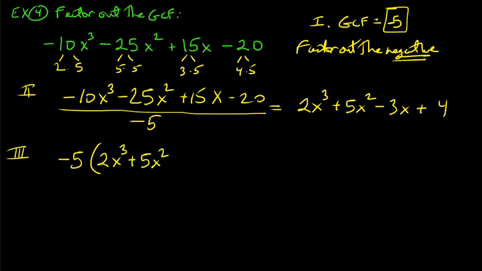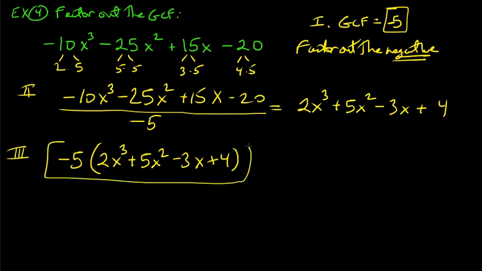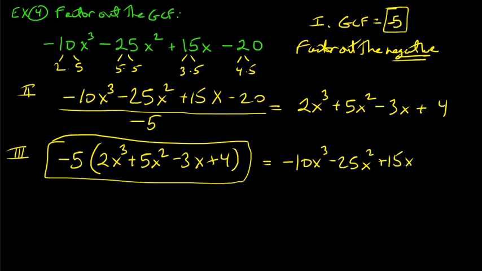So negative 5 times 2x cubed plus 5x squared minus 3x plus 4. And that's it. If you multiply this out, you should get what we started with. Right? And indeed, that's exactly what we started with, right? So we know it works.